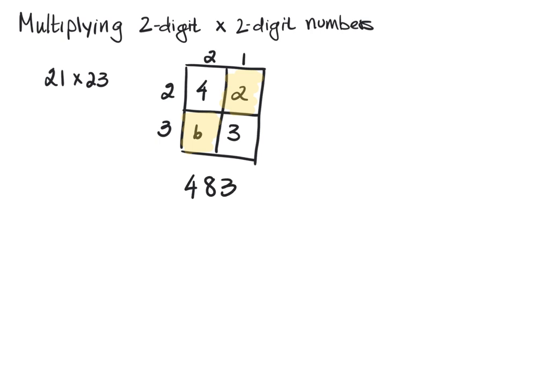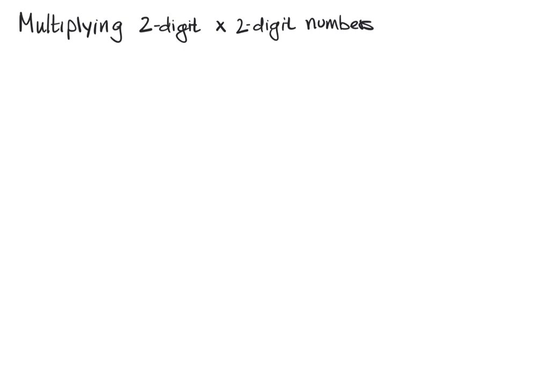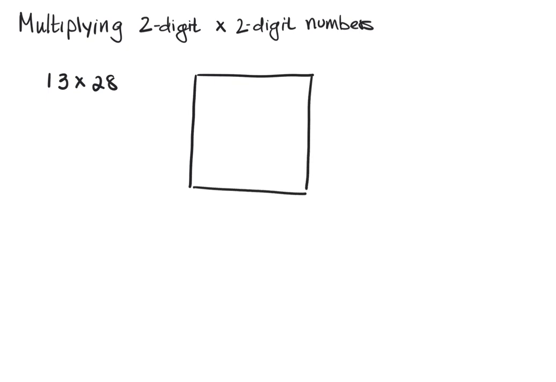And that's it. Now, sometimes these numbers get too big for these to be single-digit answers. And when that happens, we have to get a little bit more creative. So let me show you one of those. This time I'm going to multiply 13 times 28. I'm going to start the same way with my box. I'm going to cut it up, and I'm going to write down my numbers, 13 and 28.